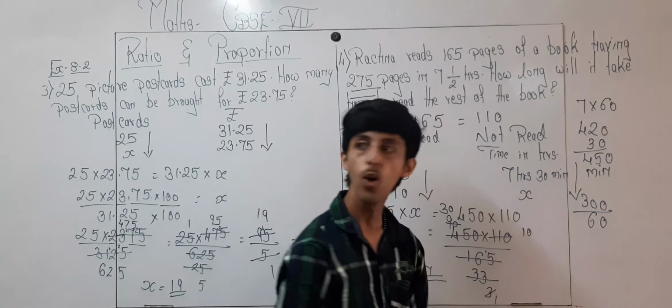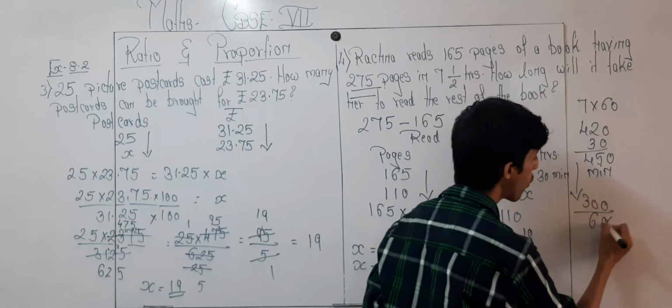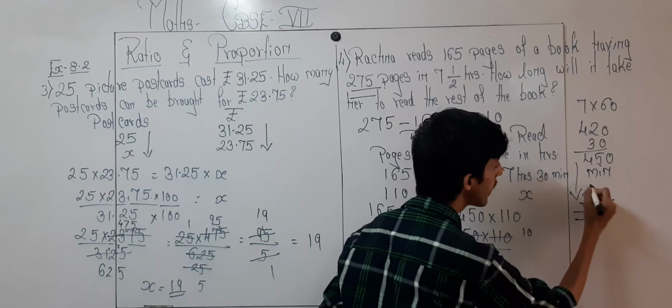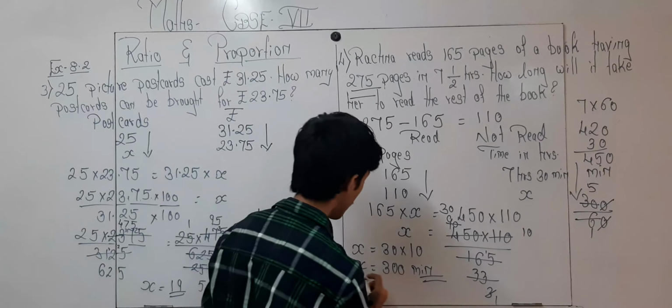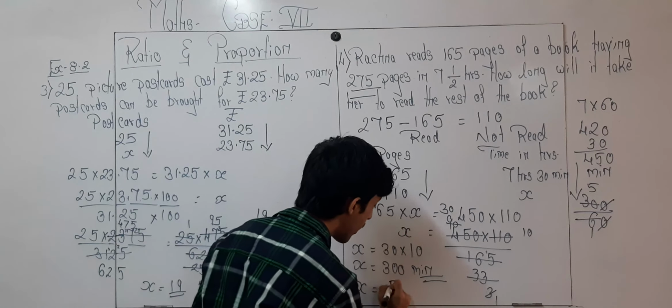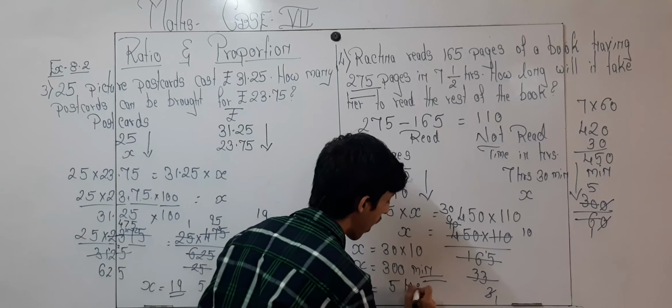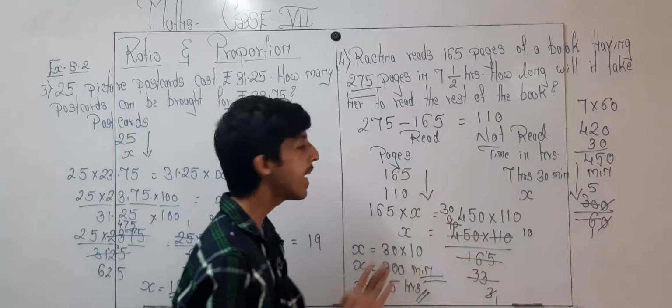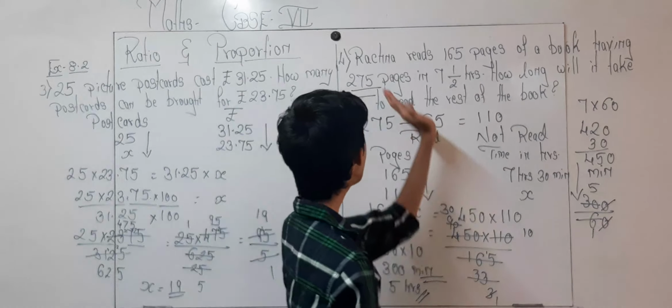300 minutes divided by 1 hour, that is 60 minutes. So 0 and 0 get cancelled. 6 1s are 6, 6 5s are 30. So how many hours are required? 5 hours. So 5 hours are required for 110 pages to be read by Rachna.